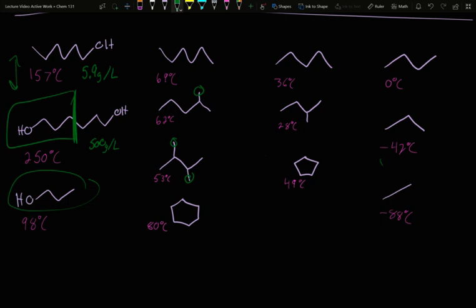Because you've changed your proportion so extremely, 6 carbons to 1 OH versus 6 carbons to 2 OHs, which is really a 3-to-1, you've cut your ratio significantly, which makes your solubility in water much greater. So that diol is significantly more soluble in water.